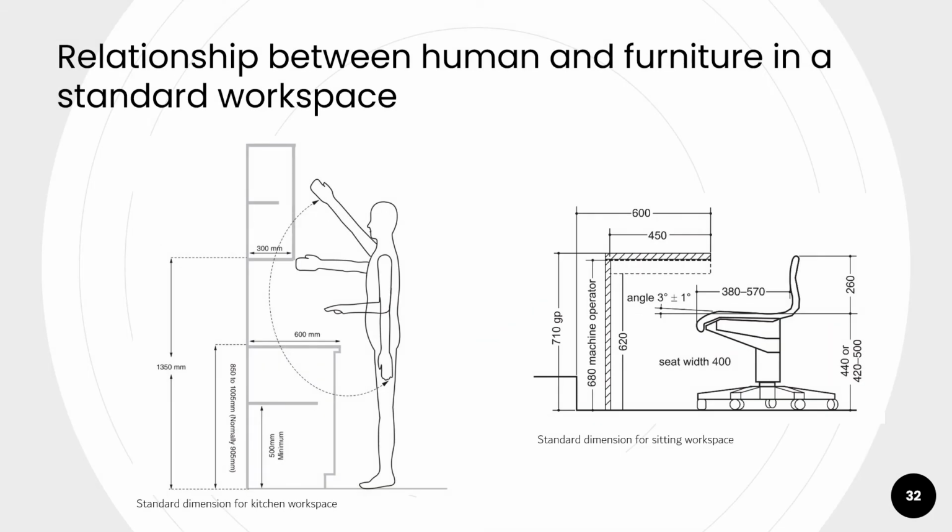True ergonomic design aims to fit the product to the user. It is important for us designers to look into the anthropometry of humans while considering the ergonomics. This diagram shows the relationship between human and furniture for a standard workspace commonly found in residential spaces.